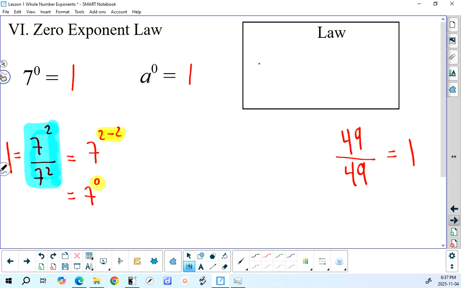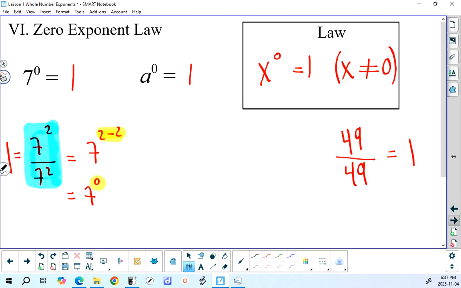Now there's an exception to that. So x to the 0 is equal to 1. The exception is x is not allowed to be 0. We don't need to worry too much right now about why that's the case. Basically, if x were 0, you would have 0 to the 0, and that is not defined.